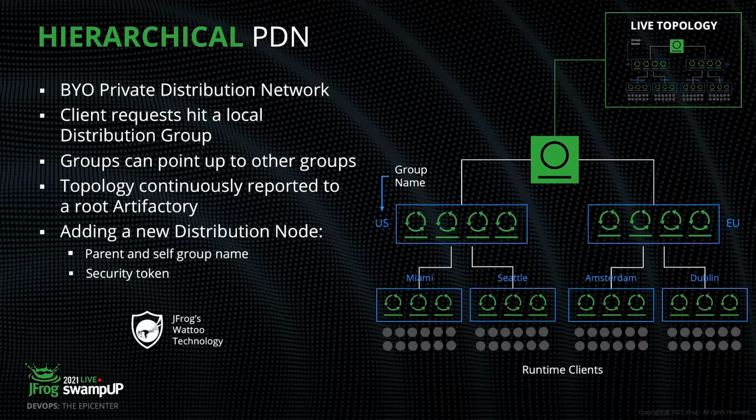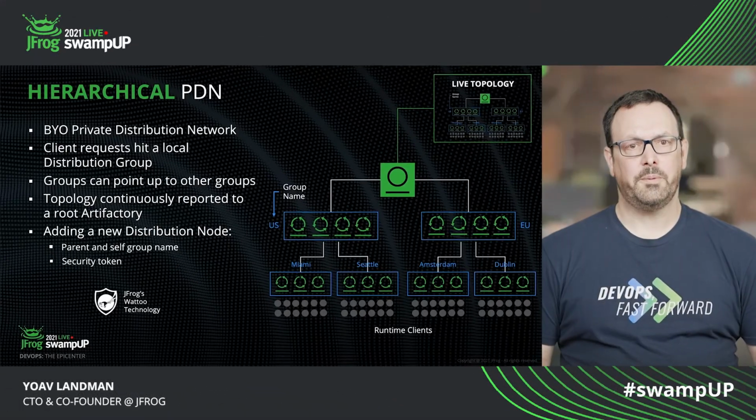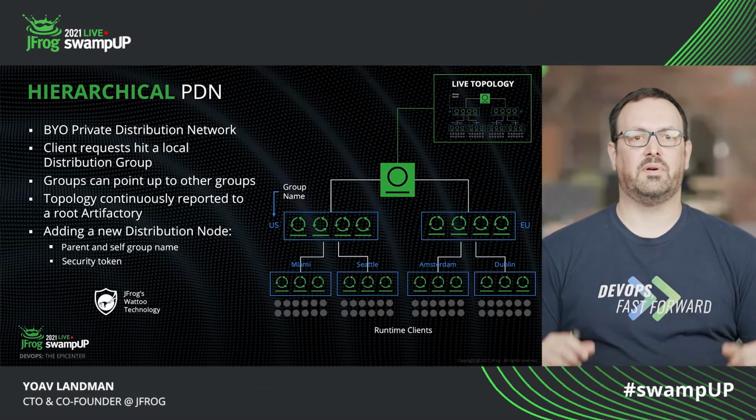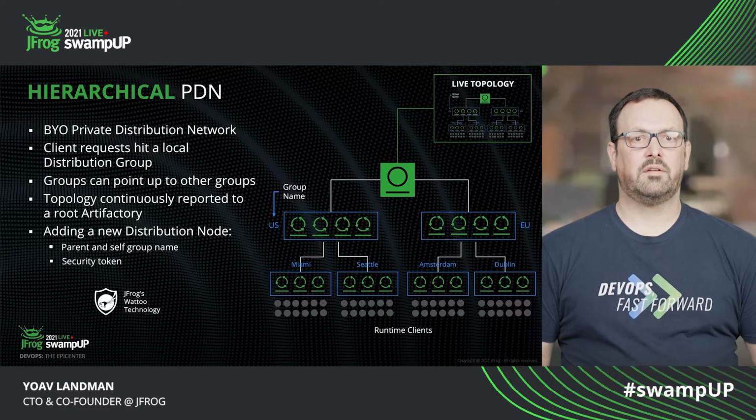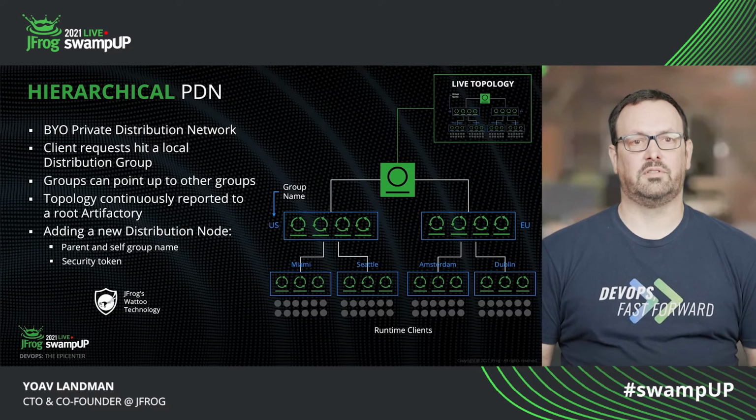So what is PDN? What is private distribution network? It's a setup of cascading groups of proxies that are connected to an edge. So you can build your own topology using groups. In here we can see an example where we have a central Artifactory and then groups in Europe and groups in the US, and below there's another layer of groups with cities. And clients are connected to a local distribution group. And groups can point up to each other, all the way to a root Artifactory or to an edge, where the main topology is continuously reported to.